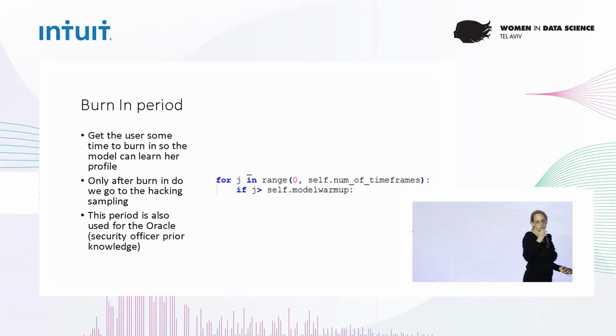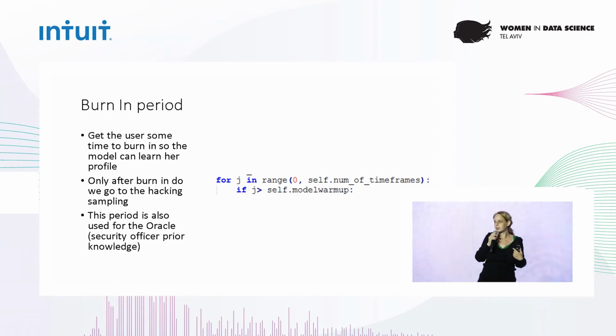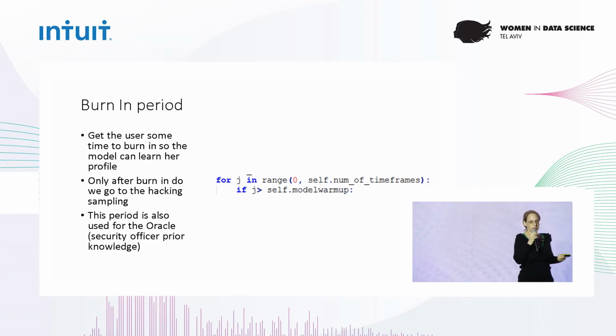To ensure that the anomaly detection learns about the normal activity, we have a burn-in period, during which we do not introduce new events, and we just teach the anomaly detection what a normal user looks like.